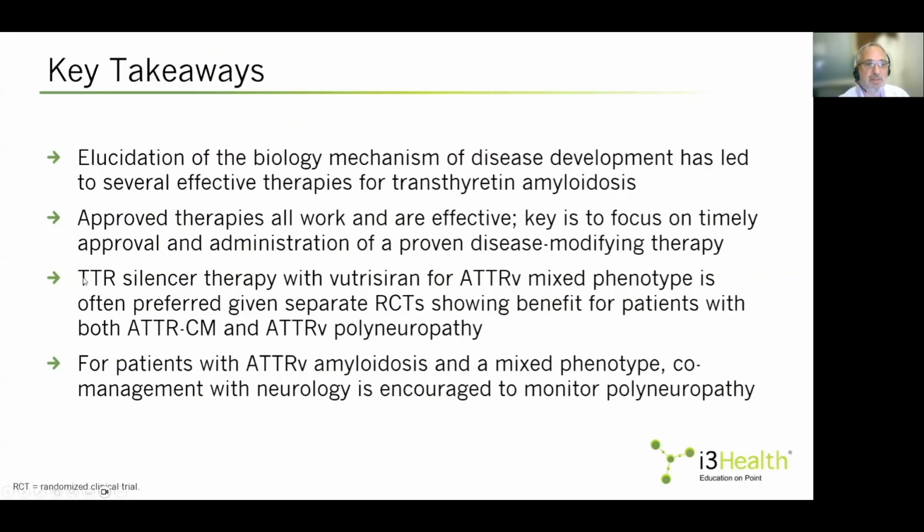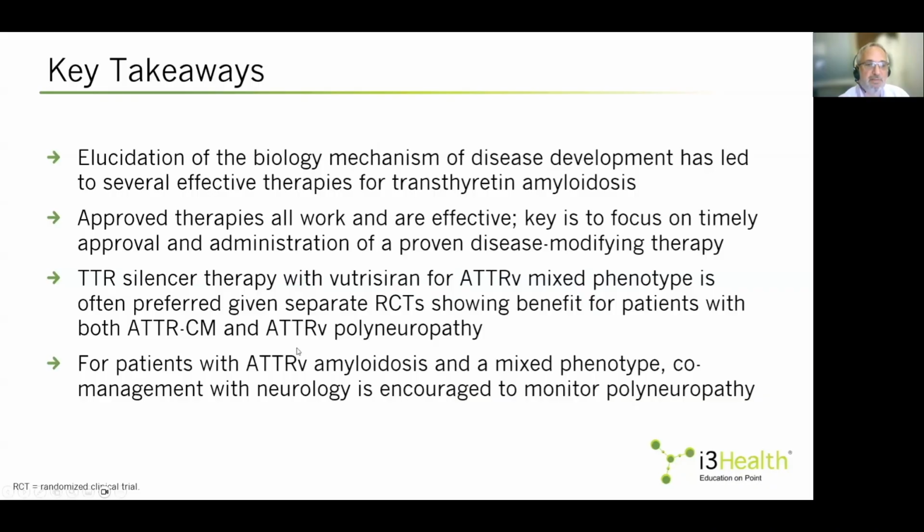Many amyloid experts believe that in patients with cardiac phenotypes who have variant disease and mixed neuropathy and cardiomyopathy, silencers are kind of the preferred agents, because separate randomized trials have shown efficacy in both cohorts of patients. But I wouldn't be dogmatic about it.